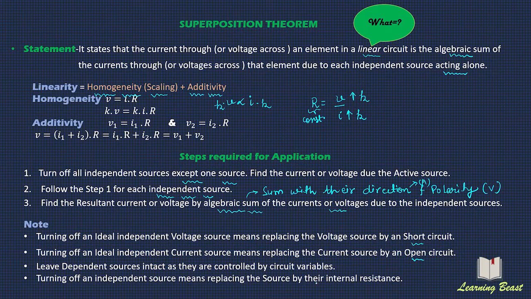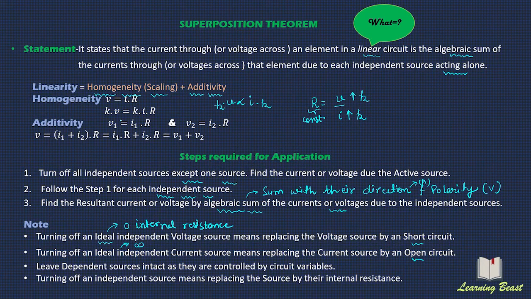This point I have mentioned especially because if the circuit is given with their internal resistances, then you do not have to replace a voltage source by a short circuit. You have to replace that voltage source or current source by their internal resistance. Here we are doing short circuit because of ideal nature, because ideal voltage source have zero internal resistance. Whereas in case of ideal current source, internal resistance is infinite, which means open circuit.